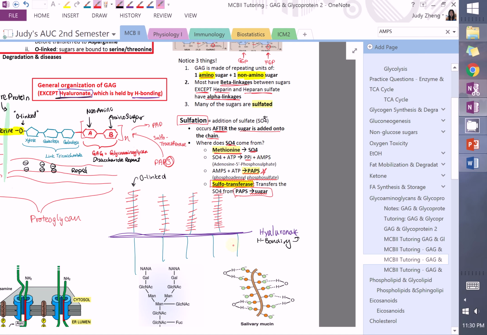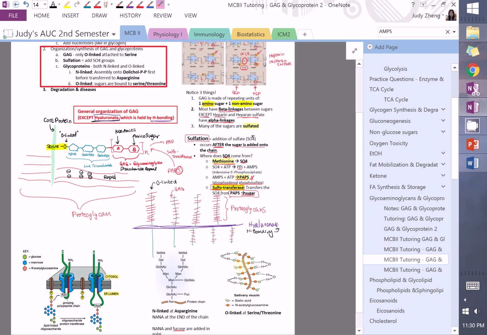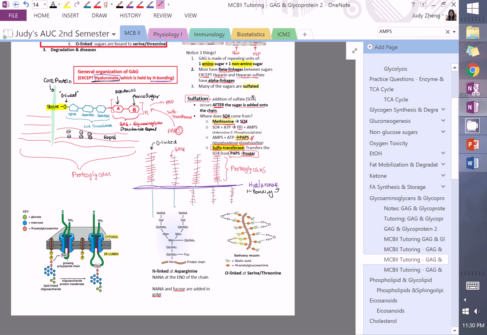I'm not going to draw everything in, but these are the proteoglycans. And then these little red strands, these are the GAGs. So this is how everything organizes together. Okay, so this is everything about GAGs that you need to know.